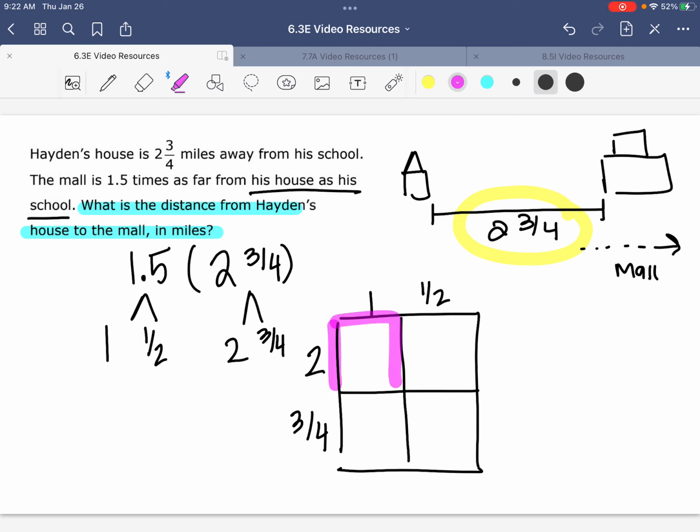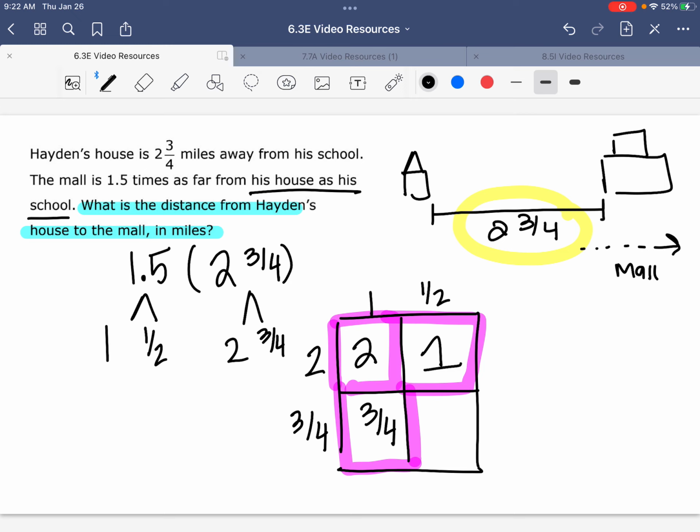So the first partial product will be 2 times 1, which I know is 2. The second partial product will be 2 times 1/2. I know 2 halves makes 1 whole. Our third partial product is just one group of 3/4, which is 3/4. And then lastly, we have 3/4 times 1/2, which means I'm doing numerator times numerator and denominator times denominator. So I get 3/8.